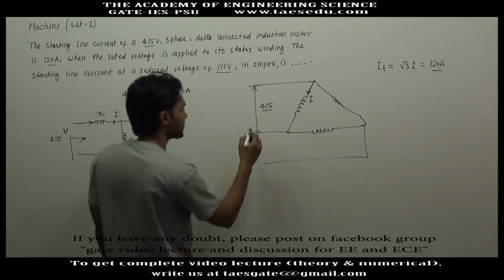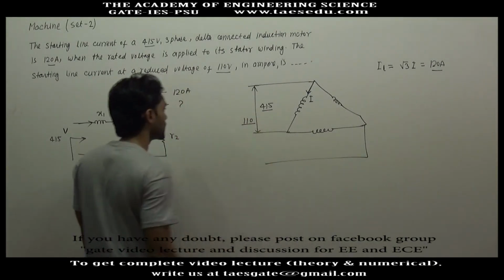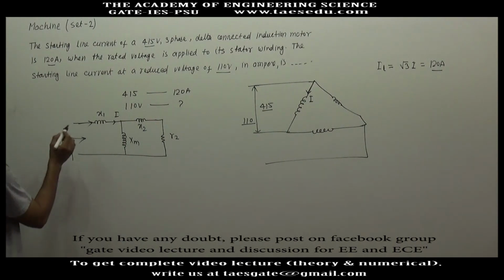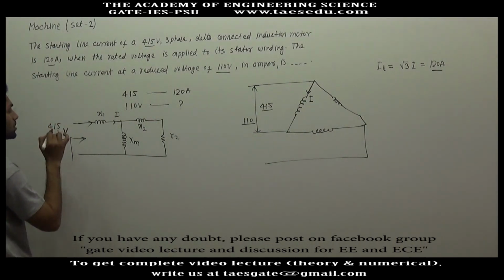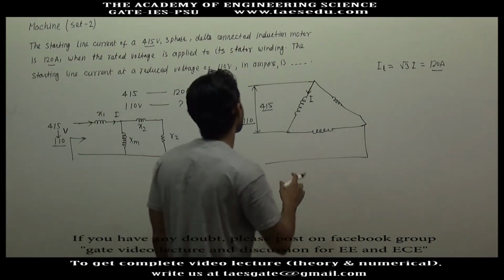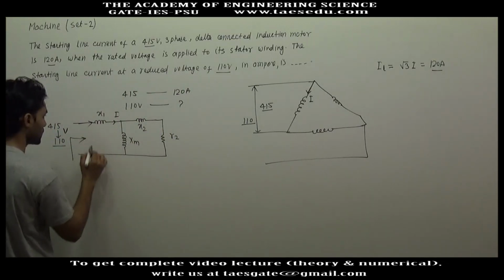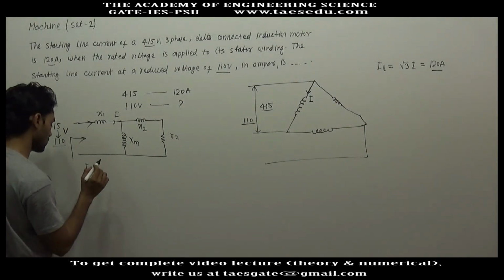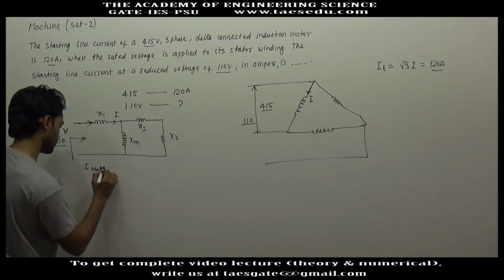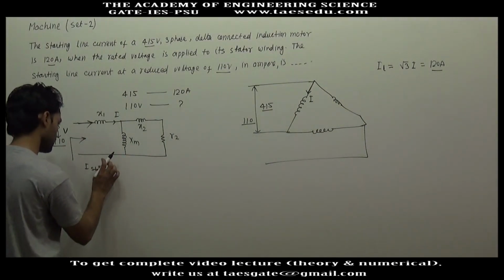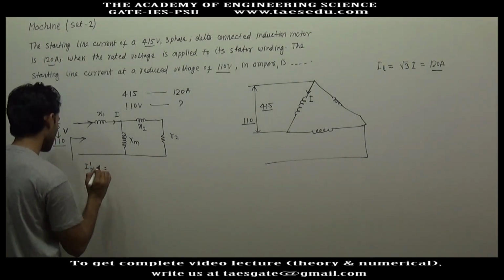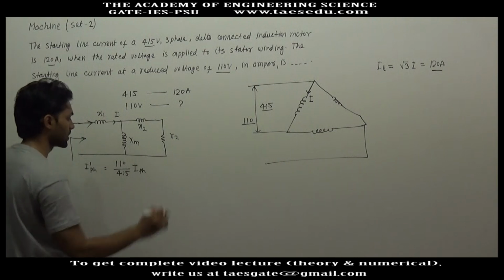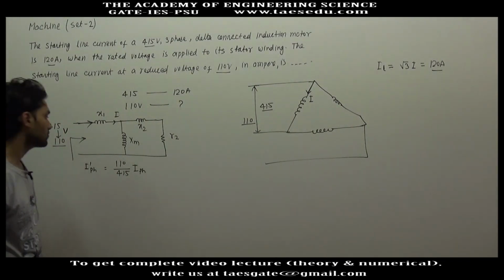Now if this voltage is reduced in delta connection to 110 volt, in this diagram the voltage will be reduced from 415 volt to 110 volt. So in the same ratio, the per phase starting current will decrease in the same ratio because voltage is decreased. So now the starting phase current, let's say I2 phase, will be 110 divided by 415 into the starting phase current for 415 volt.